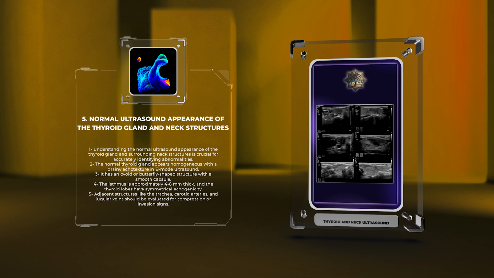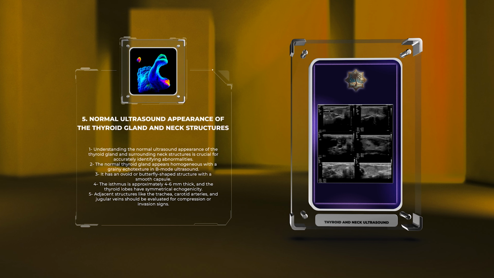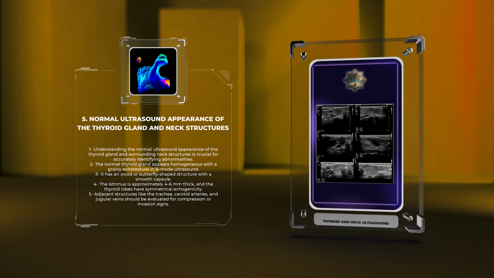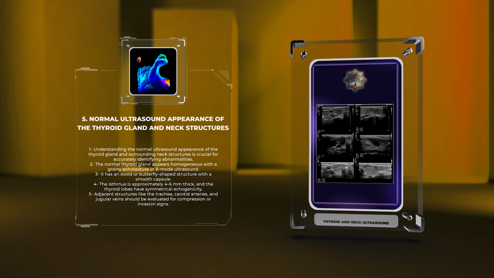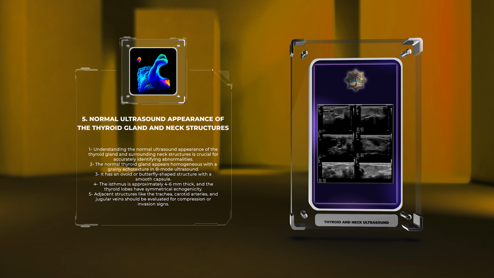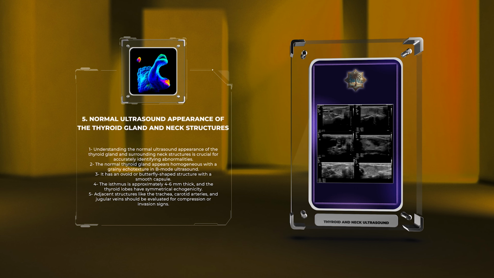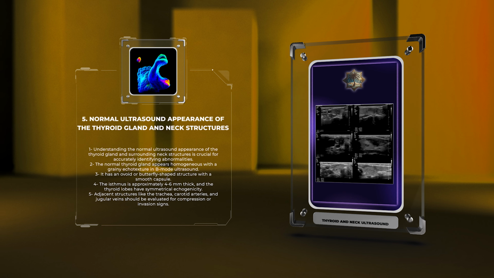Understanding the normal ultrasound appearance of the thyroid gland and surrounding neck structures is vital for identifying abnormalities accurately. The normal thyroid gland appears homogeneous, with a grainy echo texture in B-mode ultrasound. It presents as an ovoid or butterfly-shaped structure with a smooth capsule. The isthmus measures approximately 4 to 6 mm in thickness, and the thyroid lobes exhibit symmetrical echogenicity. Adjacent neck structures, such as the trachea, carotid arteries, and jugular veins, should be evaluated for any signs of compression or invasion.